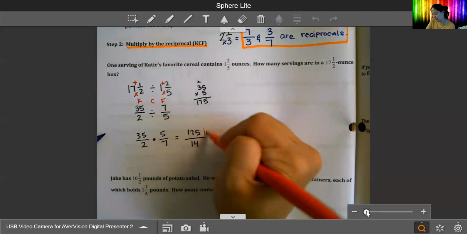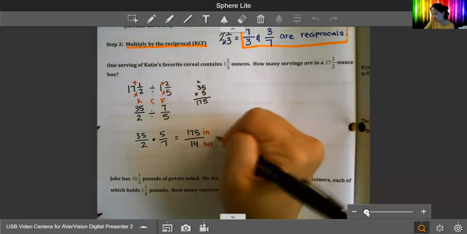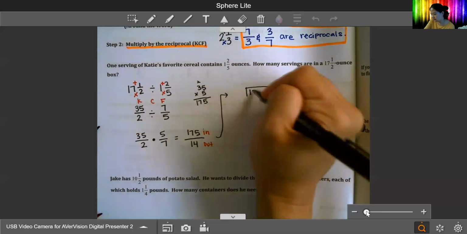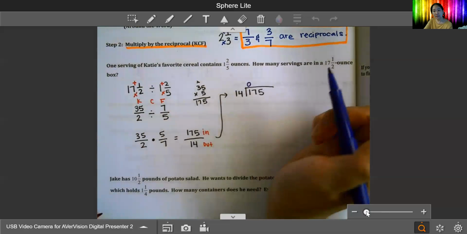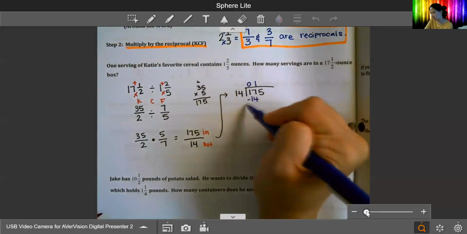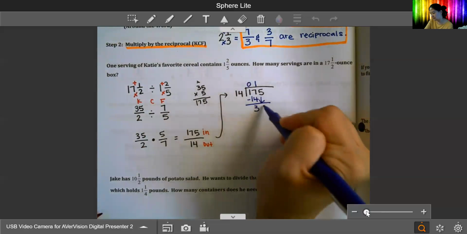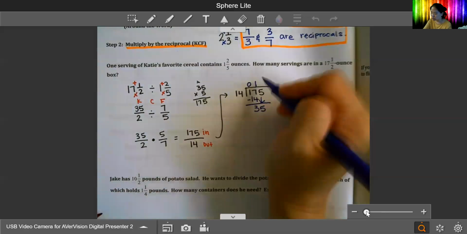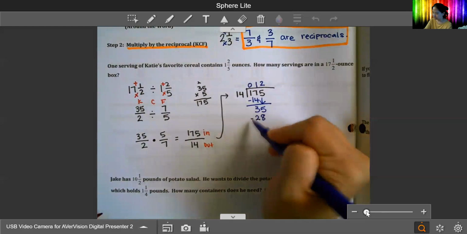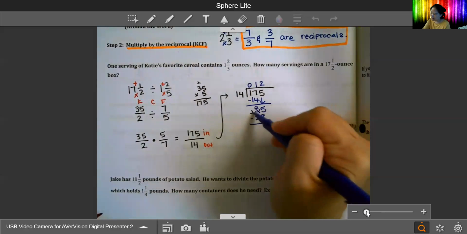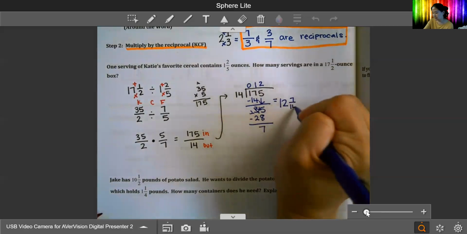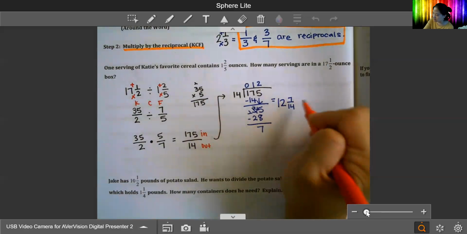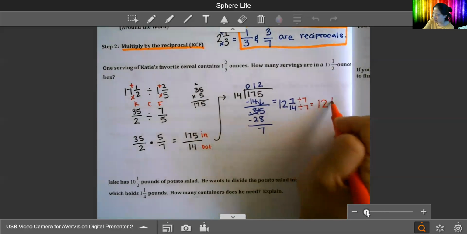Now, I'm going to do in and out to write the improper fraction as a mixed number. So 175 in, 14 out, and I'm going to divide. 14 goes into 1 0 times. 14 goes into 17 once, which is 14. Your remainder is 3. Bring down the 5. And 14 goes into 35 2 times, which is 28. Okay. Now, when you subtract, you need to borrow. 15 minus 8 is 7. So then it is 12 and 7/14. But there is a common factor that you can simplify 7 and 14 by, which is 7. So then your answer is going to be 12 and 1 half.